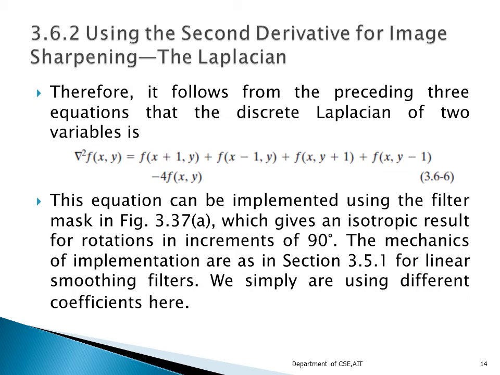Combining the previous equations, that is for the x value and the y value of the second order derivative, I get my discrete Laplacian for two variables by equation 3.6.6. This equation is called a mask. We can get a mask by making use of this equation. That mask is going to give an isotropic result for rotations in increments of 90 degrees. The mechanics is similar to the linear smoothing filters we used previously, but in this case we have different coefficients.